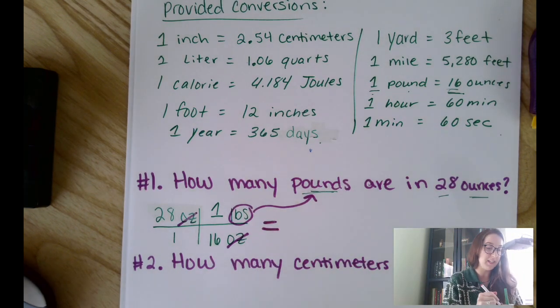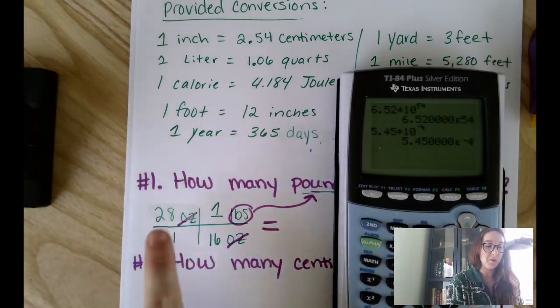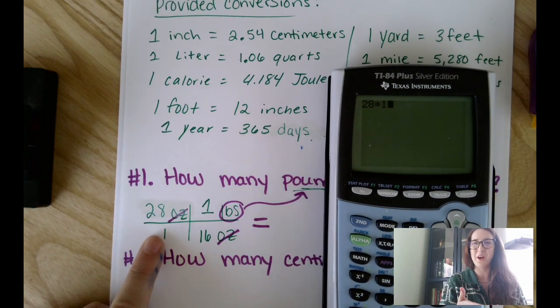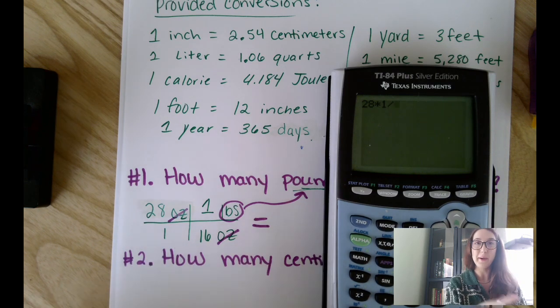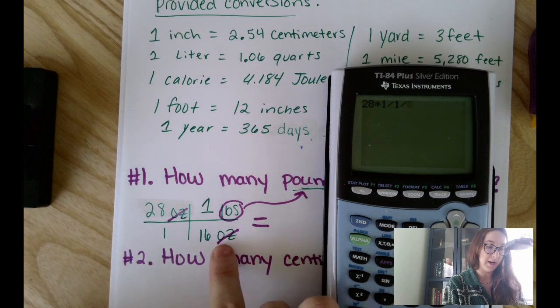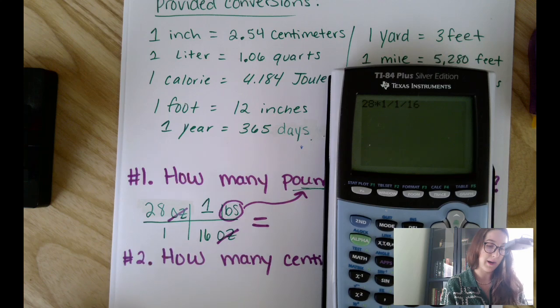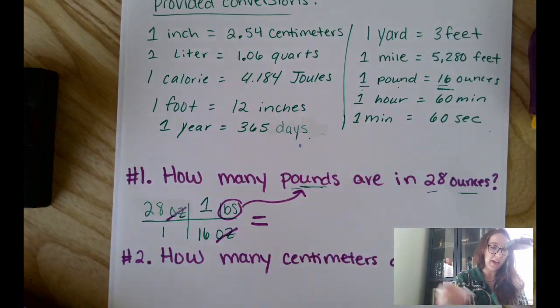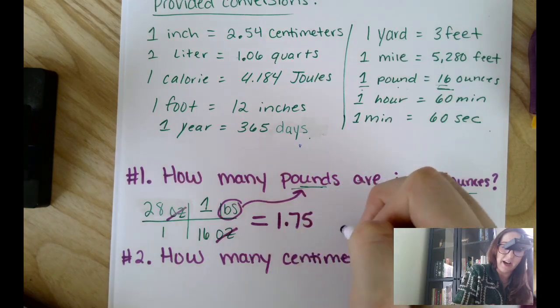So let's go ahead and plug it into the calculator. Again, you multiply the tops and divide by the bottom. So I'm going to do 28. I would do times 1, but that's a little bit irrelevant. Divided by, you could do divided by 1 if you want, and divided by 16, since 16 is in the bottom. I get 1.75 as my answer. Okay, so I get 1.75 pounds.